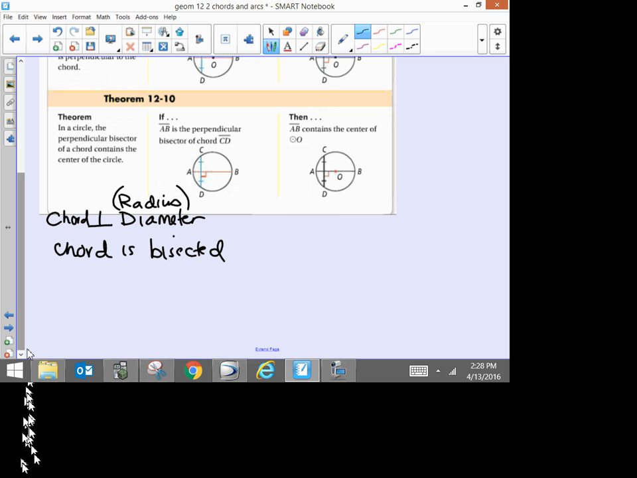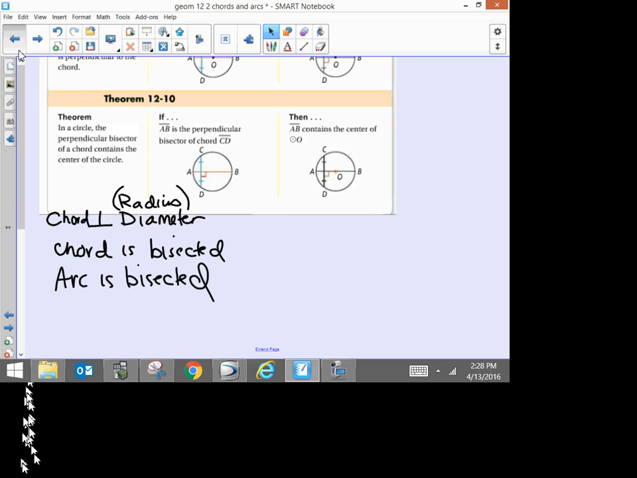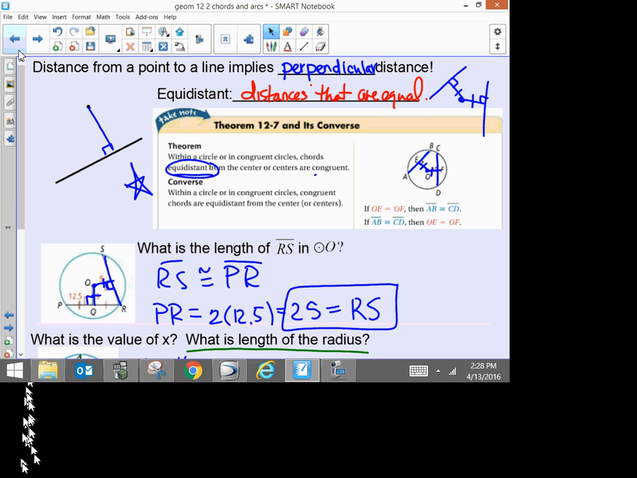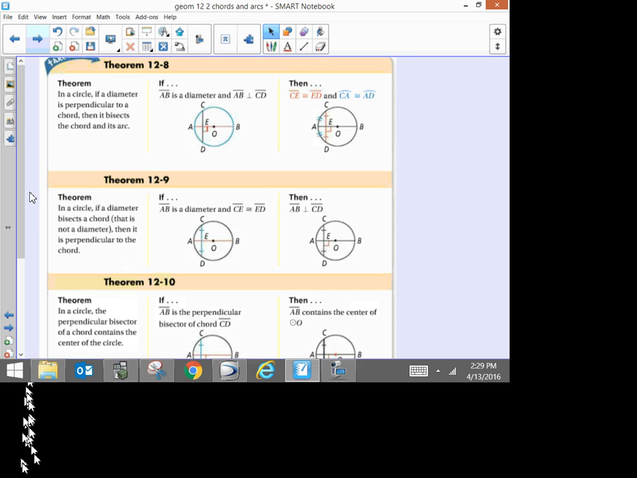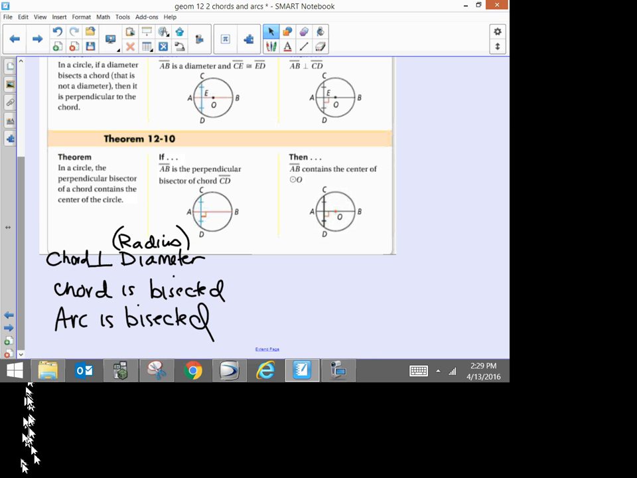So if you have 2 of those, you automatically have the third. You could have these 2, then you have this one. You could have these 2, then you have this one. They all go together. If you've got this and this going together and the perpendicular, then you automatically have that. If you have that and the perpendicular, you automatically have that. So 2 gives you the third. Ready to try some examples with that?